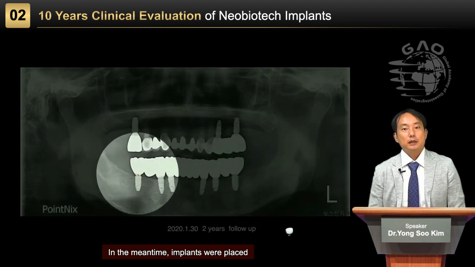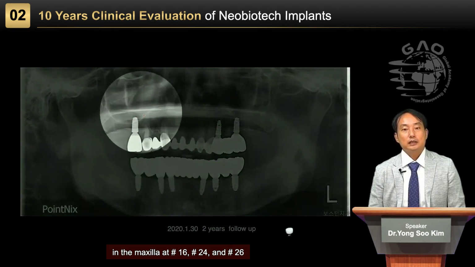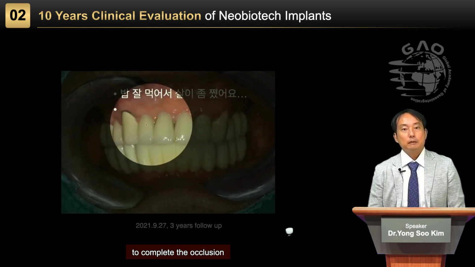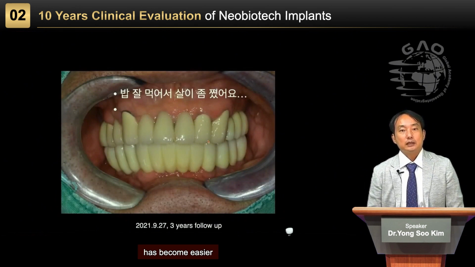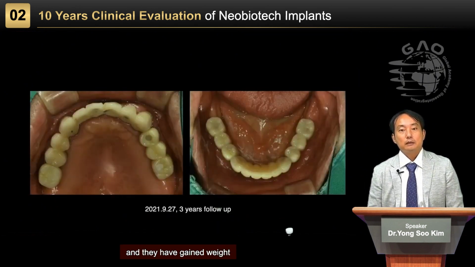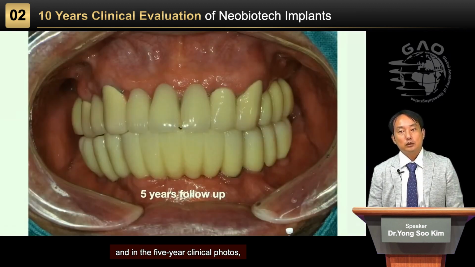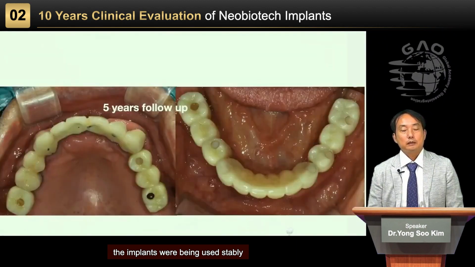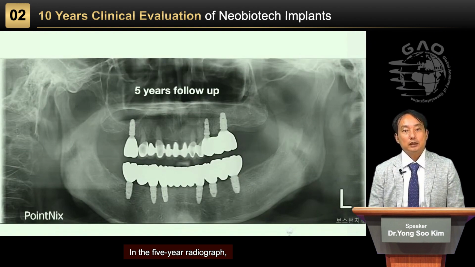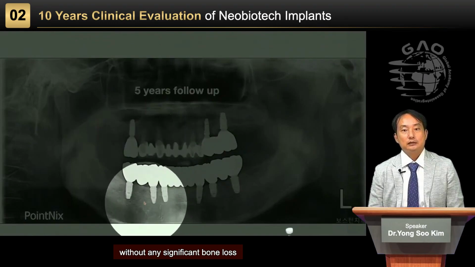In the meantime, implants were placed in the maxilla at number 16, number 24, and number 26 to complete the occlusion. In the 3-year follow-up photos, the patient mentioned that eating has become easier and they have gained weight. There were no major issues with the prosthetics, and in the 5-year clinical photos, the implants were being used stably. In the 5-year radiograph, it can be clearly noticed that the condition is being maintained, without any significant bone loss.